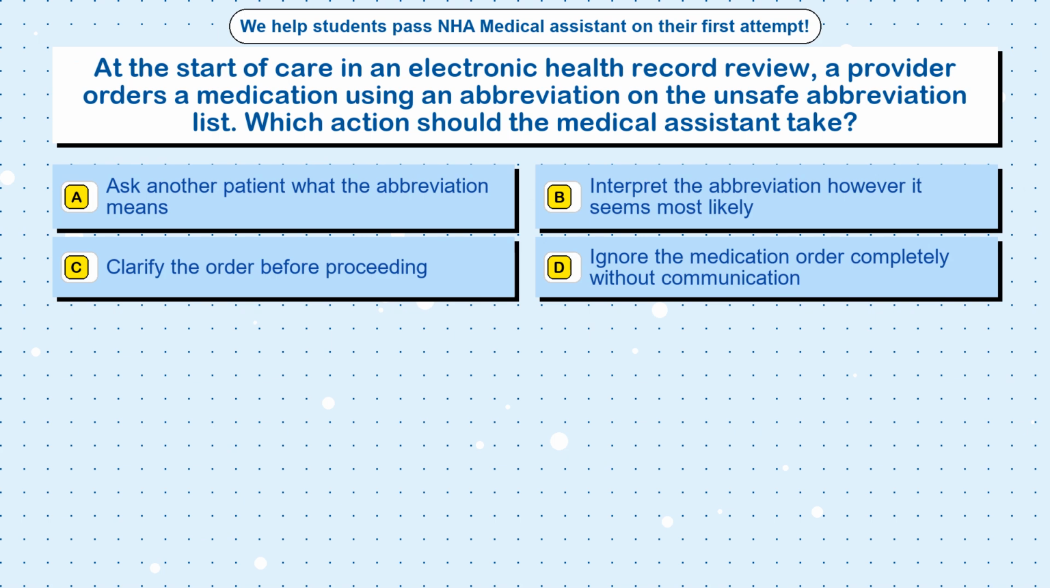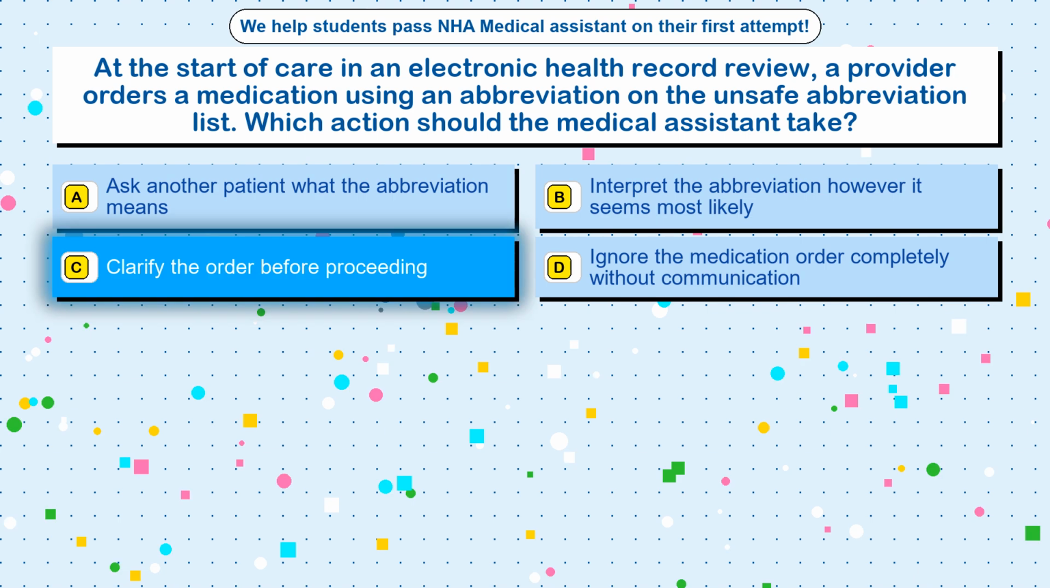Question 56. At the start of care in an electronic health record review, a provider orders a medication using an abbreviation on the unsafe abbreviation list. Which action should the medical assistant take? Option A. Ask another patient what the abbreviation means. Option B. Interpret the abbreviation however it seems most likely. Option C. Clarify the order before proceeding. Option D. Ignore the medication order completely without communication.